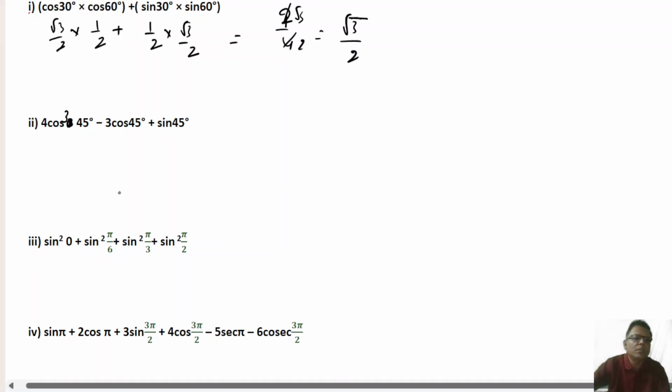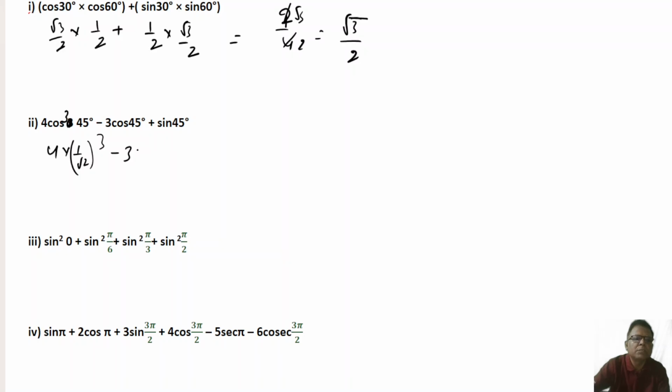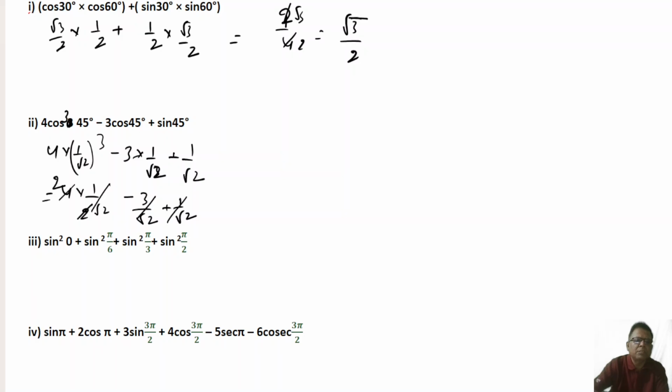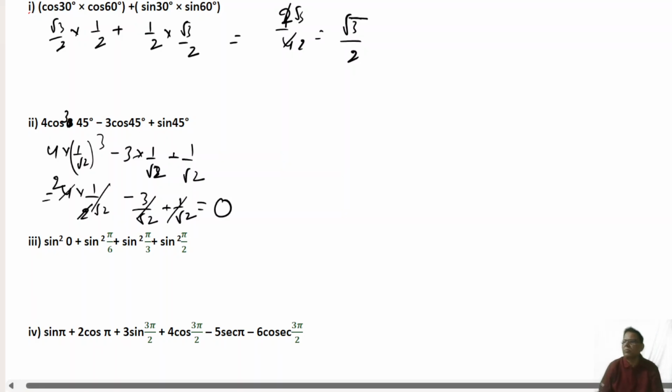Yes. So 4 cos 45 degree is 1 by root 2, 1 by root 2 cubed, minus 3 into cos 45 degree, root 2 plus 1 by root 2. So that will be 4 multiplied by 1 by 2 root 2. So 2 cancels, minus 3 by root 2 plus 1 by root 2. So 1 by root 2 or 2 by root 2, it is minus 3 by root 2. So all get cancelled. So that will be equal to 0.